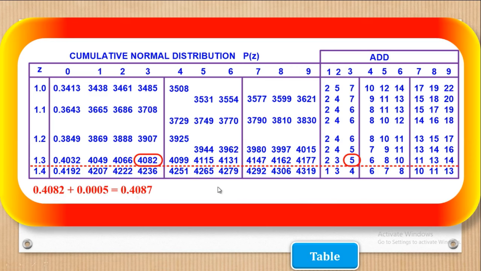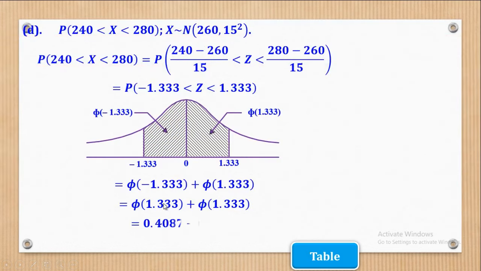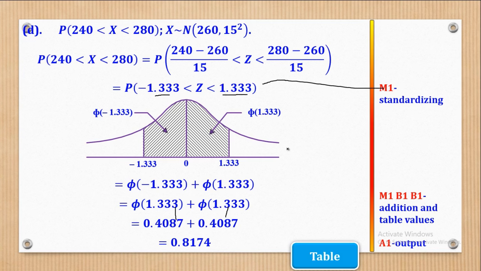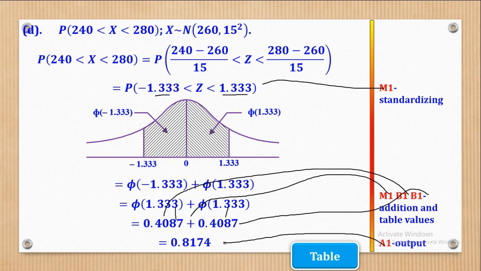So that is the probability. We shall write it for both this and that. When we add, we shall come up with 0.8174. So basically that's what they wanted. Now let's see how much can be awarded. M1 for standardizing, and this value has to be to 3 decimal places. Then M1 for this addition, B1 for this table value, and this one for this table value, and A1 for the output after addition.